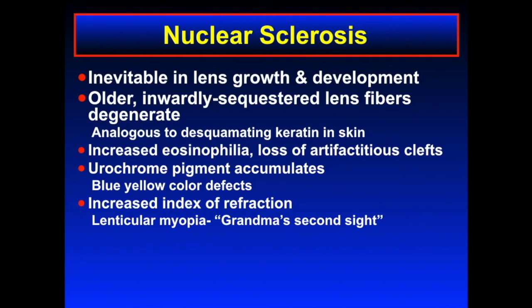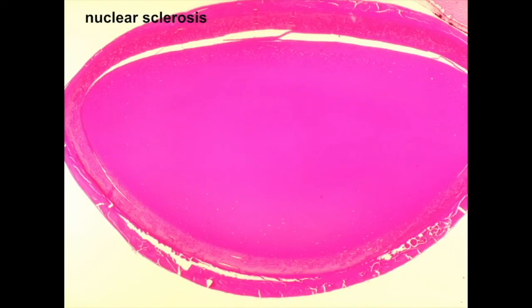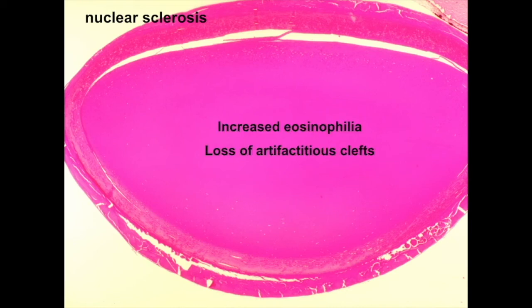That bends light more, leading to lenticular myopia, which was termed grandma's second sight. You can also see brown cataracts and black cataracts and calcium oxalate crystals. Histopathology is not very exciting. We see increased eosinophilia and loss of the artifactitious clefts, which normally occur when you section a lens.